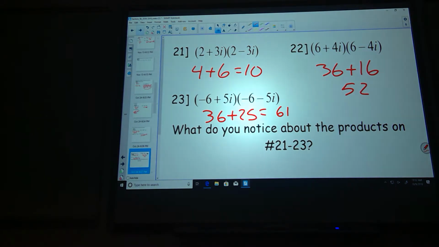So those were all conjugates of each other. If you multiply 2 complex numbers together that are conjugates of each other, they become a real number. Anyone need me to go through those, how I foiled them? We good? Can I move on?